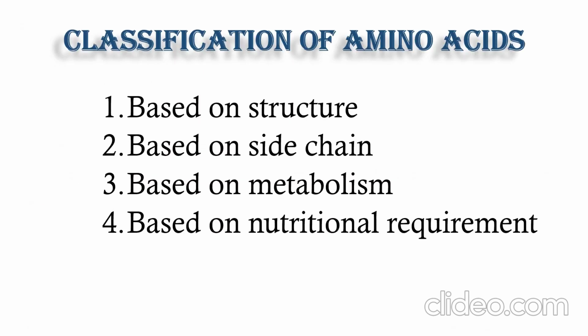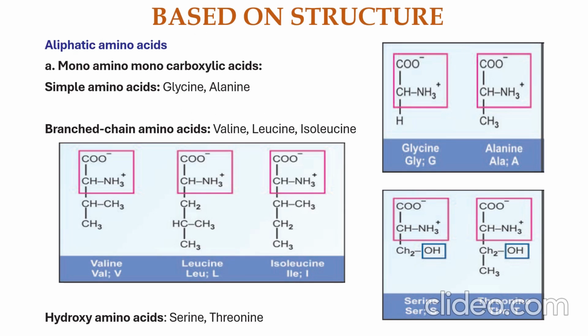Now move on to the classification. Amino acids are classified in four different ways: based on structure, based on side chain, based on metabolism and based on nutritional requirement. Based on structure, amino acids are classified into different subgroups like aliphatic amino acids, aromatic amino acids, heterocyclic amino acids, and derived amino acids.